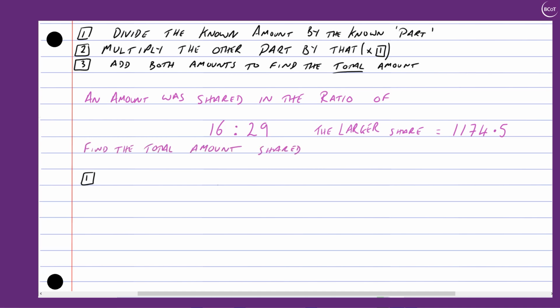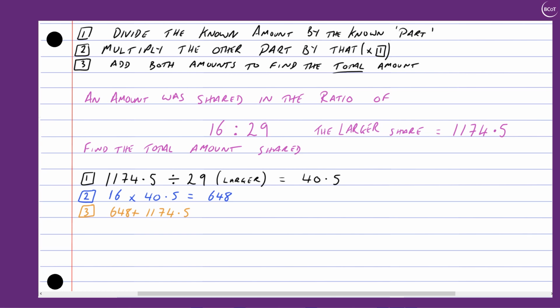Okay, we will do. So step 1 is divide the known amount by the known part. So 1174.5 divided by 29. Don't do it in your head. And that equals 40.5. So then we need to multiply the other side of the ratio by 40.5 to make it fair. So step 2 is 16 times 40.5, which is equal to 648.